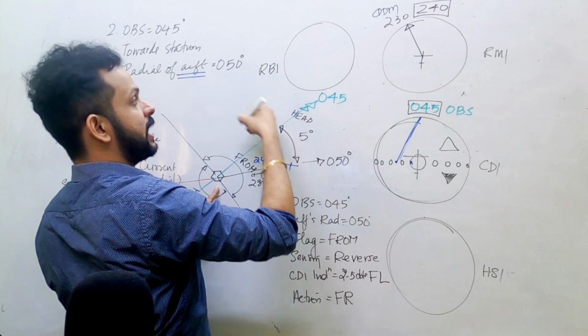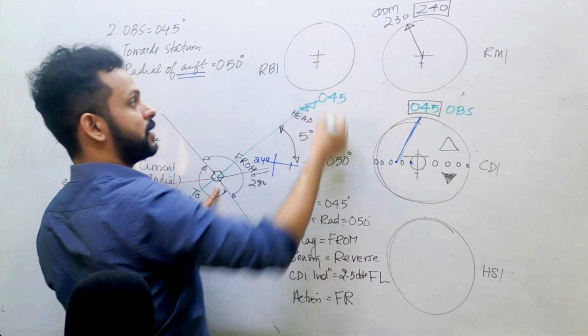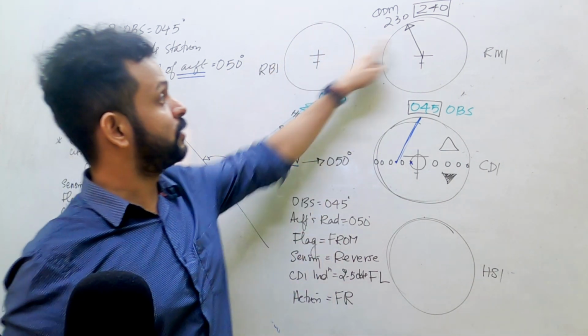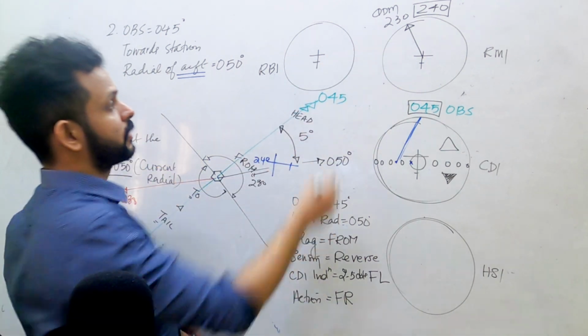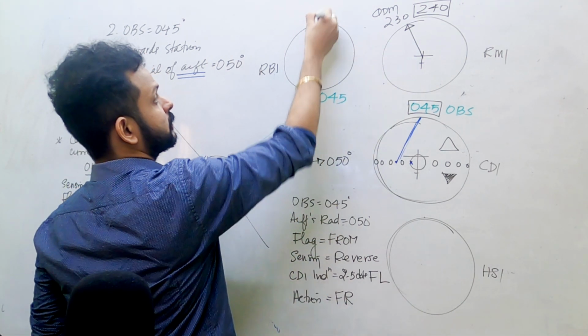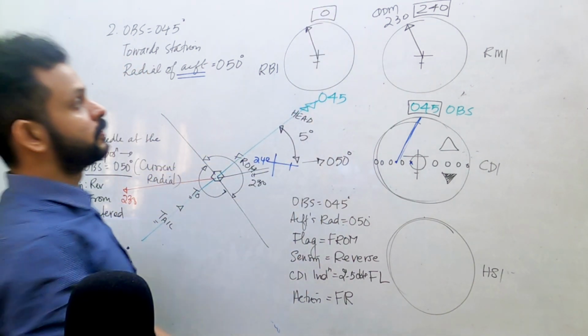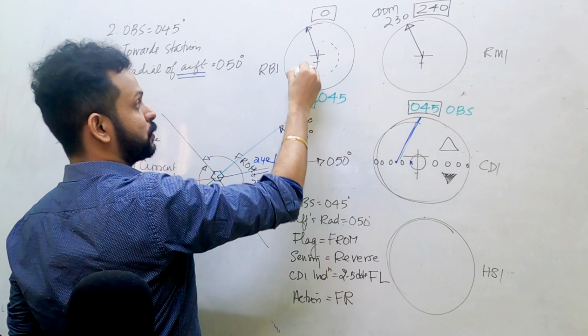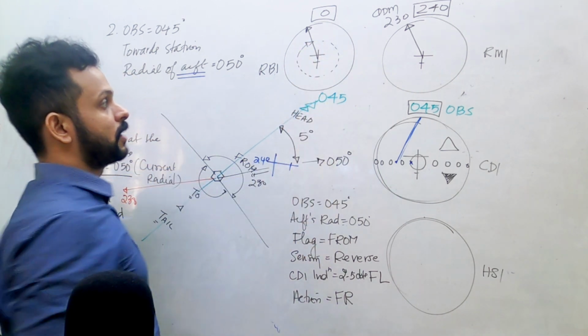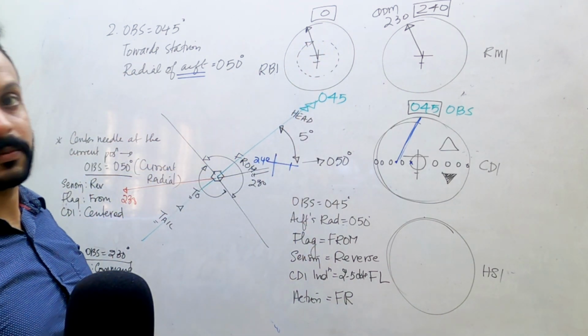If you have an NDB here, and the aircraft had an ADF, then what will the RBI indicate? You see, the RBI looks exactly like this. The needle is exactly what we see. The only thing is the head of the RBI is the nose of the aircraft, which is 0. Then the needle will be rotated by an amount equal to the relative bearing.